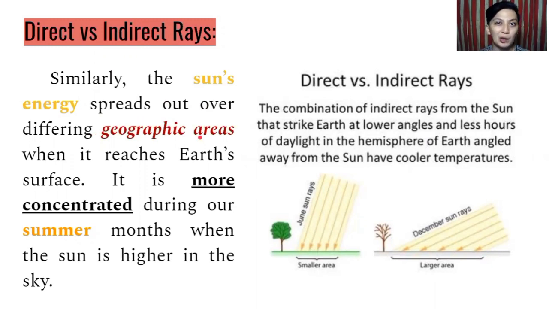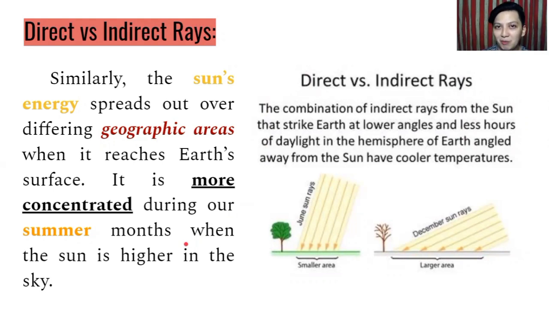Okay, so the sun energy or solar energy that we receive here in the Philippines is different from what you get when you go to other parts of the world. For example, you go to Greenwich. Okay, because they are in a more northern part, they don't get much of the sun's energy. And so, even their climate is colder than ours. And at the same time, it is more concentrated during our summer.